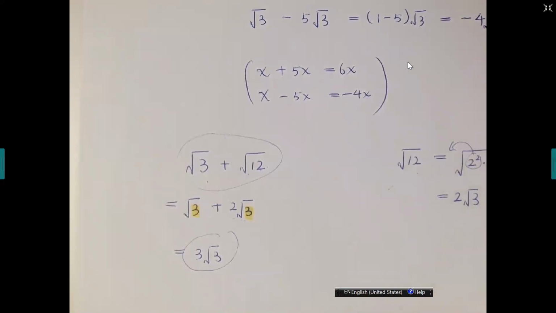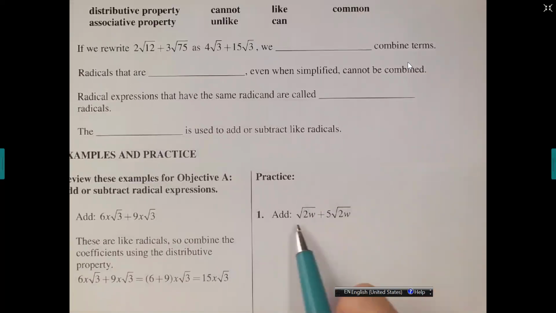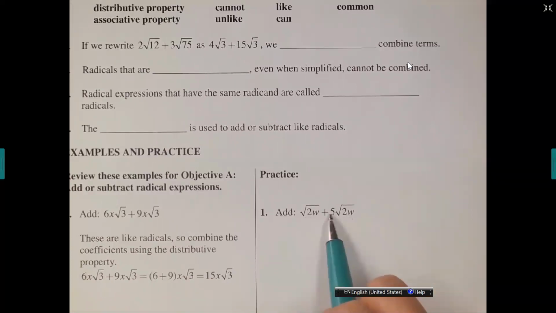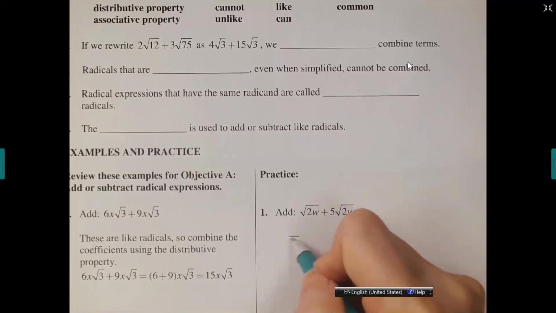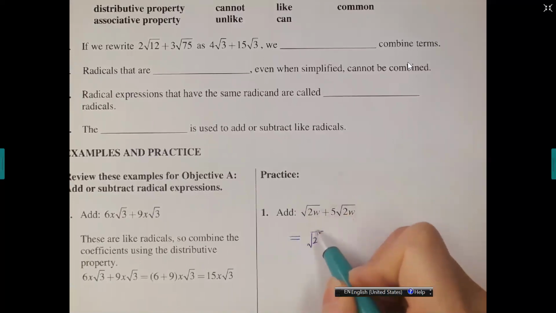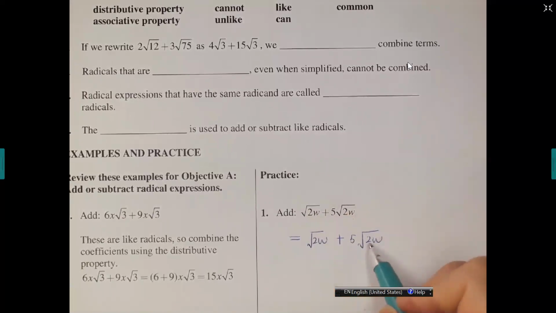All right, let me grab this practice sheet. We are asked to add those two radical expressions. First, for each of them, are we able to simplify? The first one is radical 2w. 2 is 2 to the first, w is w to the first. Nothing can be moved out. Plus 5 radical 2w. Again, we cannot do anything with that. Those two are simplified already.